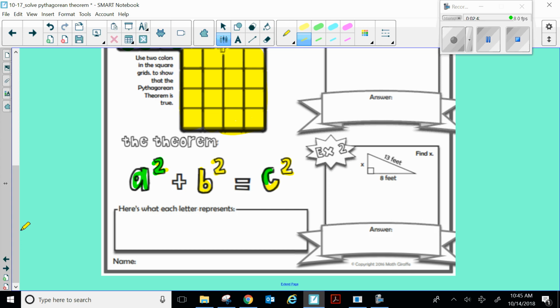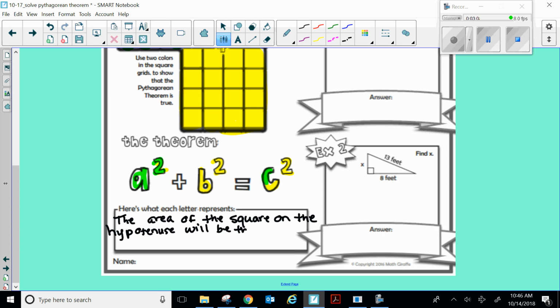So here's what this actually means. The area of the square on the hypotenuse will be the sum of the two squares on the legs.